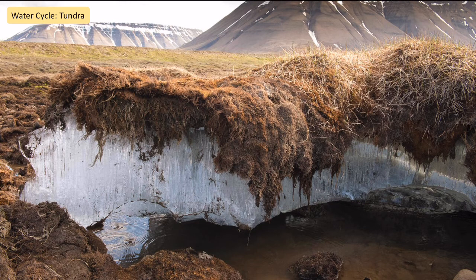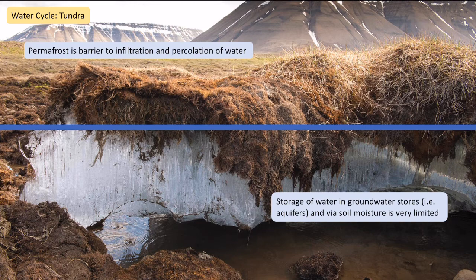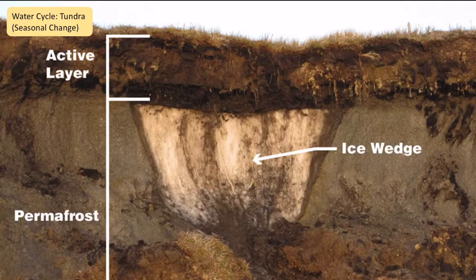And this is largely because of permafrost. So this permafrost that we said was that permanent layer of frozen soil is a barrier to any infiltration of water or deeper percolation. And so we get very limited aquifer storage. Soil moisture is very limited. And so when we do get water appearing, which we'll talk about in the summer, it's not going to be stored anywhere really below the surface. This essentially acts as a brick wall for stopping any water going deeper than the surface.